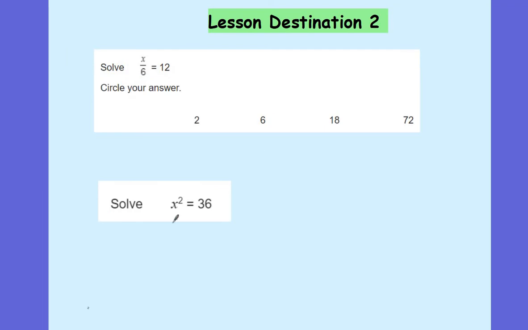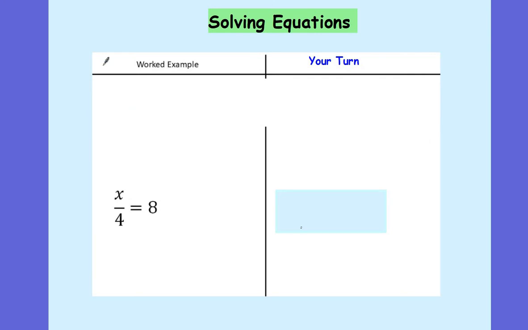So our next lesson destination is up on the board now. First of all, in your dark blue books for me, I'm going to go through an example and then you're going to go through an example. So first up, I've got that x divided by 4 equals 8. I want x on its own, so I need to multiply both sides by 4. And 4 times 8 gives me what, Freya? 32. Thank you. Over to you in your dark blue books.